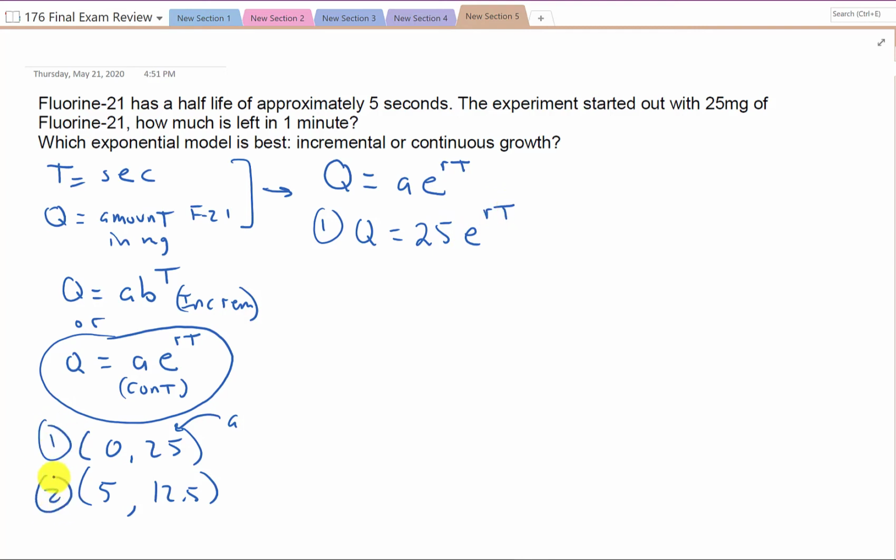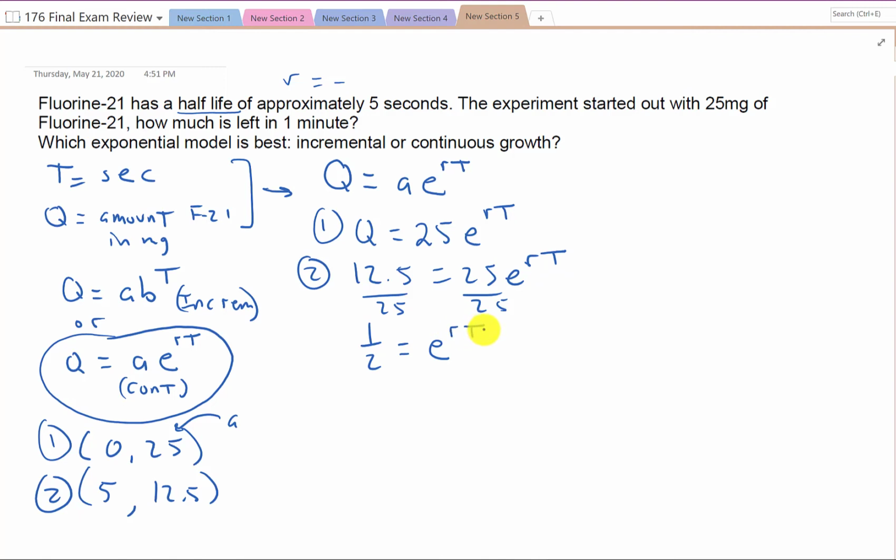Now step 2, I'm going to plug in this value because that's going to help me find my r. I do not know the decay rate. Now because it is decay, it's a half-life, so it's going down. The r is going to have to be negative. That's my only clue here. So this is my second step. Plugging in 12.5 equals 25 e to the rt. Divide 25 on both sides. So that's a half. We're left with half of the quantity.